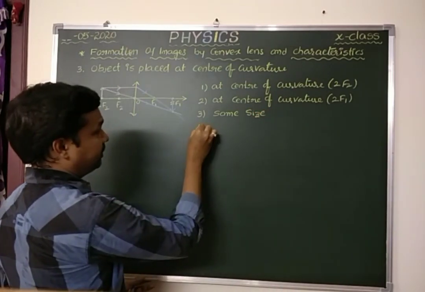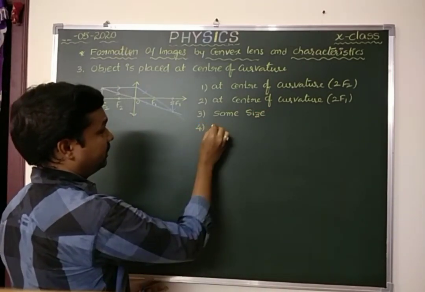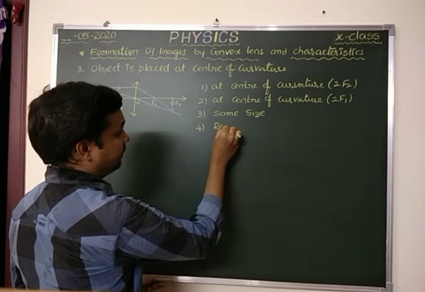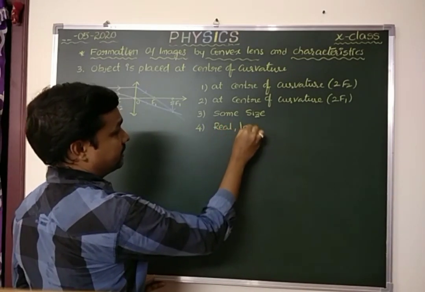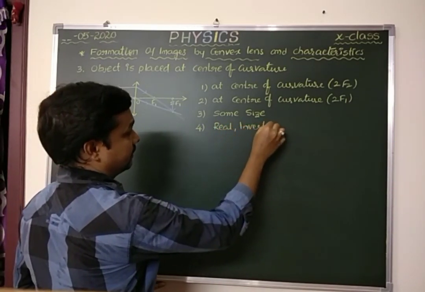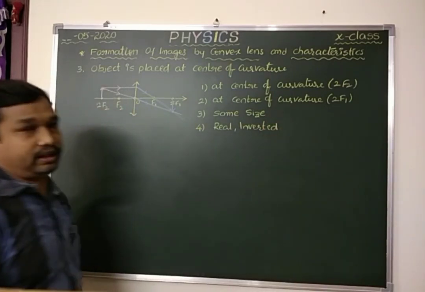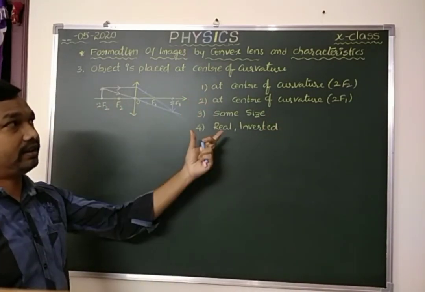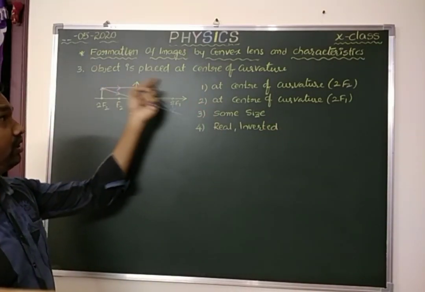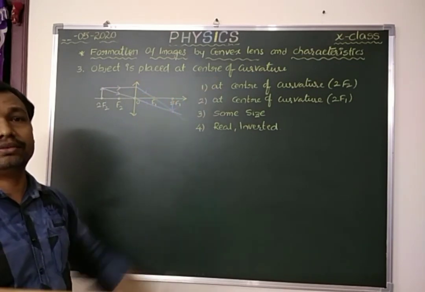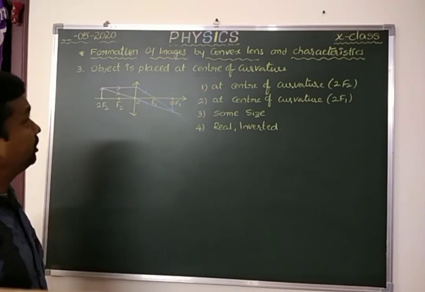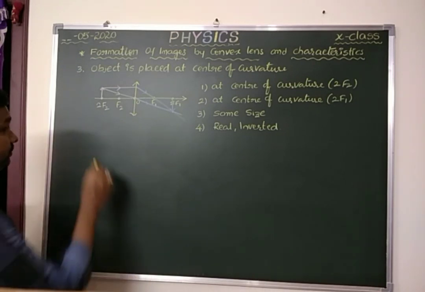What is the nature of the image? It is giving you a real image, always inverted. Okay, these are the characteristics of image when the object is placed at center of curvature. Okay, coming to the fourth ray diagram.